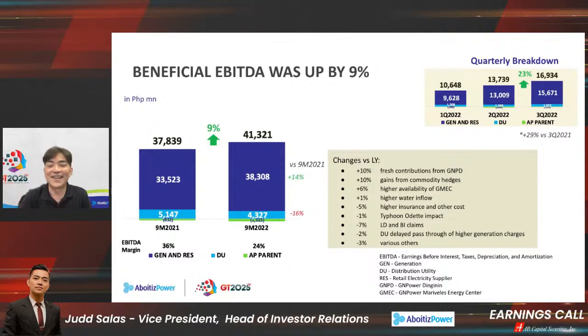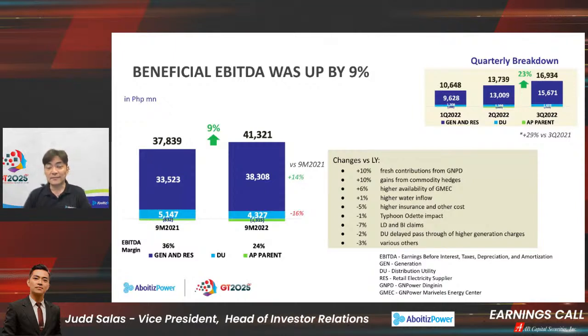Now, the charts that I'm discussing are actually on the upper right-hand side of this slide. As a result, our first 9 months beneficial EBITDA was higher by 9%. So it's this set of charts here on the left side, driven by fresh contributions from both units of GNPD, gains from commodity hedges, higher availability of GN Power Mariveles Energy Center, and higher water inflows.